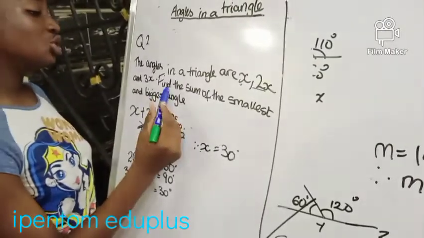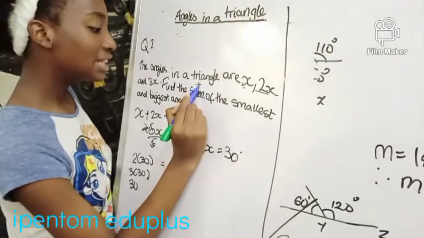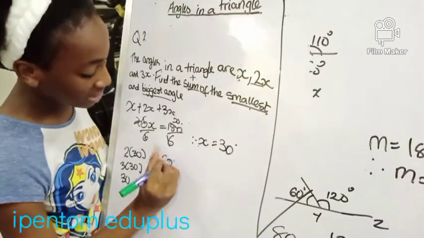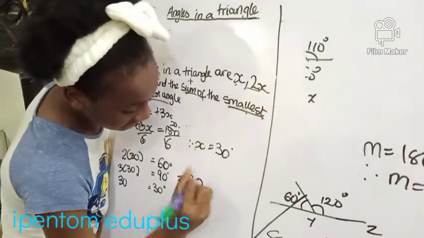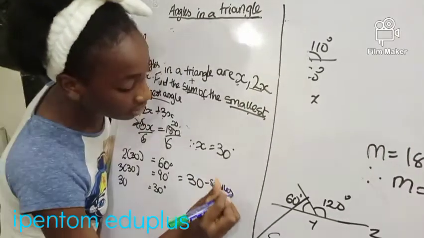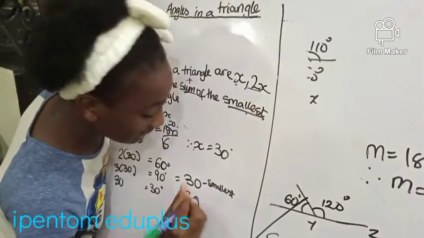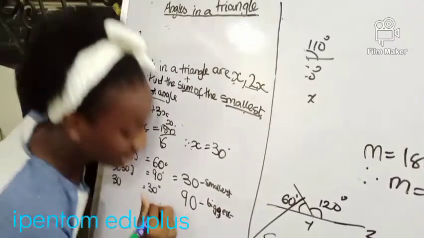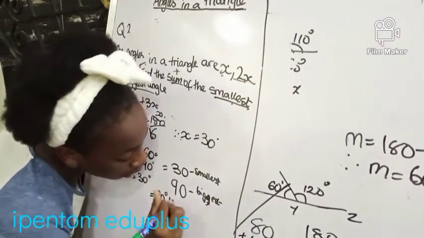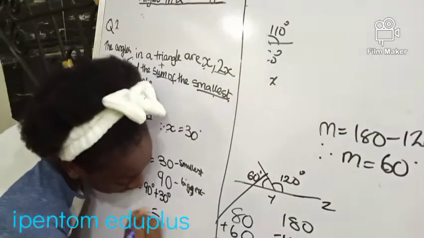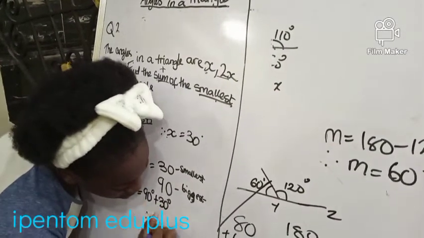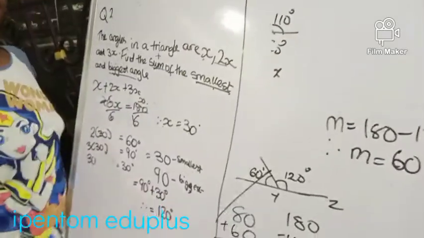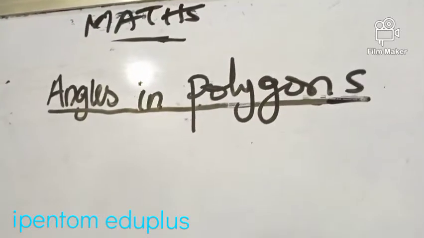And the question says you should find the sum. That means you should add the smallest and the biggest angle. The smallest angle here is 30, and the biggest angle is 90. So they are basically saying you should add 90 degrees plus 30 degrees. That is therefore equal to 120 degrees. Correct.